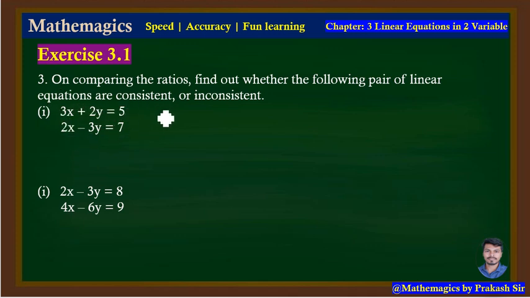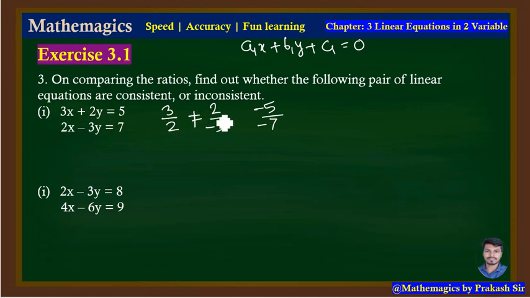So here we are taking the coefficients. The first ratio is 3 by 2, the second one is 2 by minus 3, and for the third, 5 will go to this side and become minus 5, and 7 will come to this side and become minus 7. According to the standard form, a1 x plus b1 y plus c1 is equal to 0, which means the constant will come on the left hand side only. That's why I have taken 5 to this side, but no issue. 3 by 2 is not equal to 2 by minus 3 is not equal to minus 5 by 7. It means it is an intersecting line.